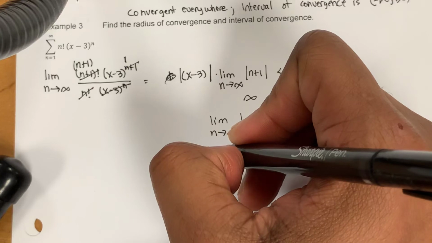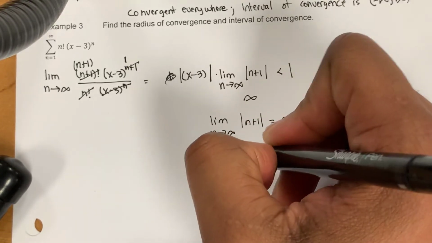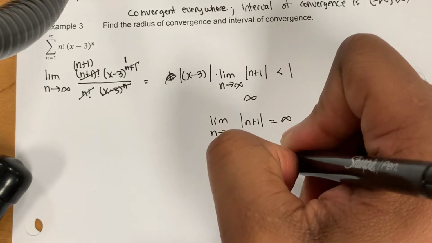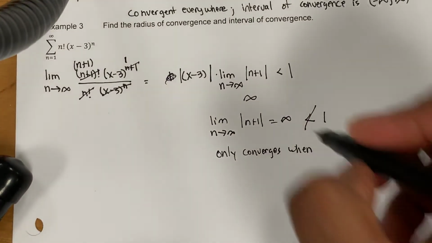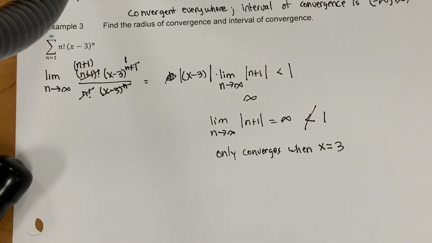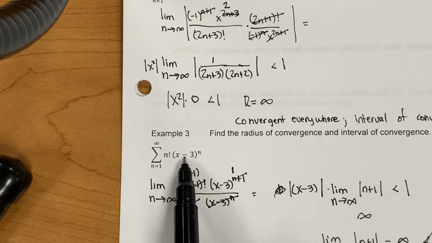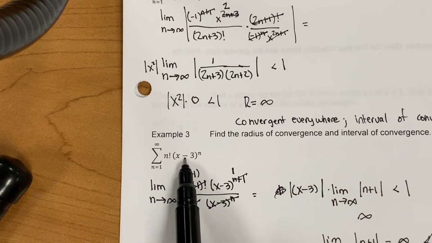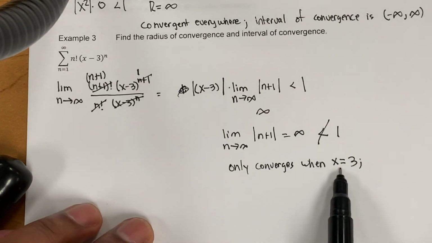So this only converges when x equals 3. And then it's only trivially convergent at that point. So if x equals 3, then you just have the sum of 0. So technically that's convergent, but it doesn't really mean anything. It only converges when x equals 3.